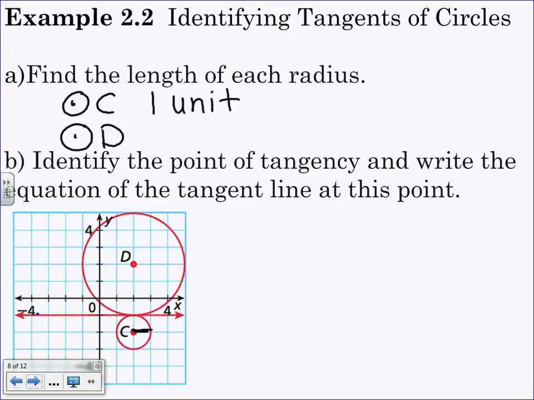Circle D. Take your center point and extend it out to your side. So D's radius would be what, Trey? 3. 3 units. Okay, so again, that's all we have to do for part A. Identify the point of tangency.